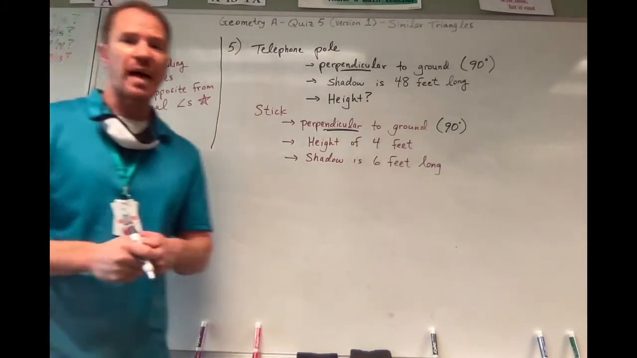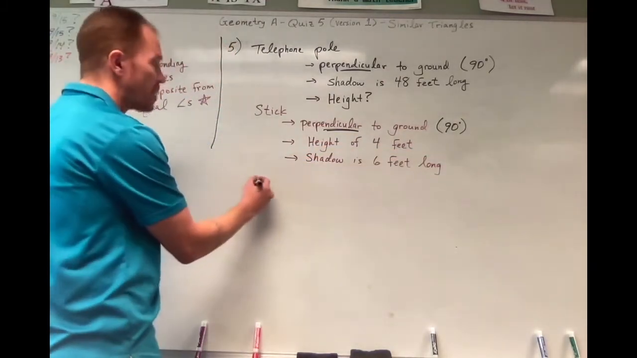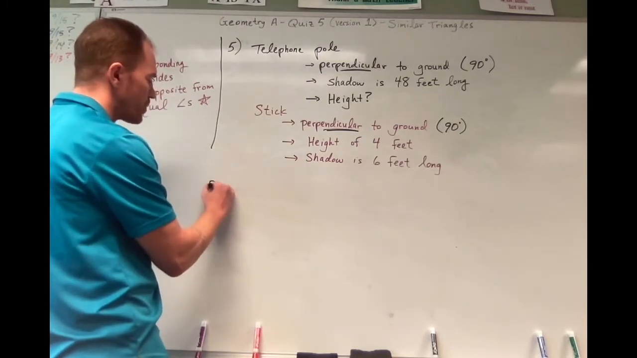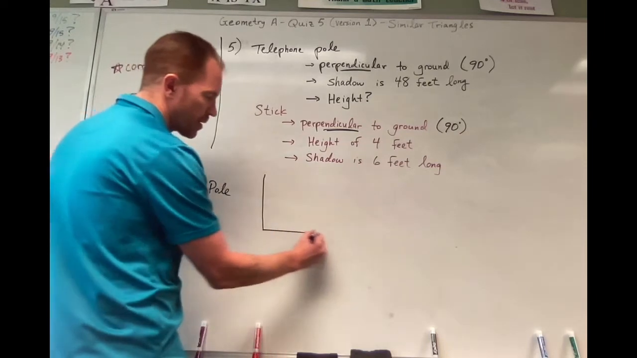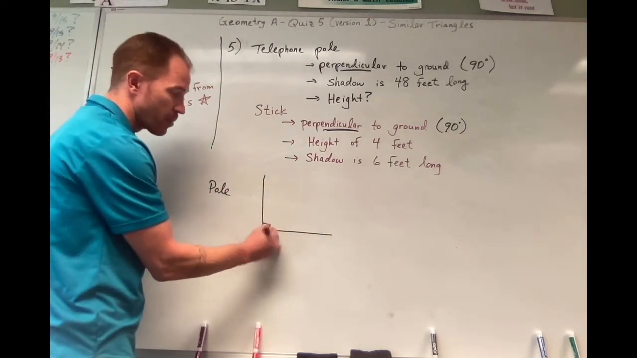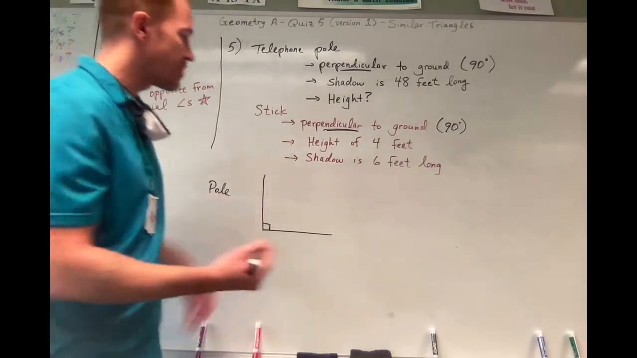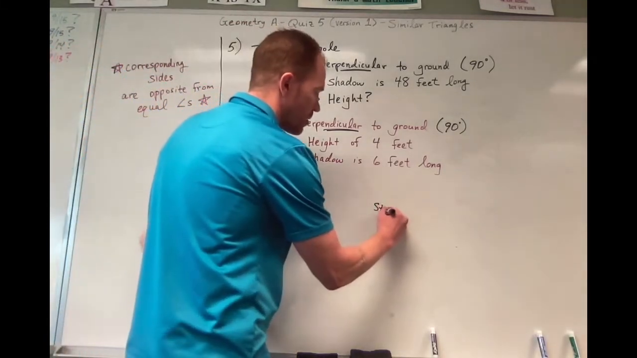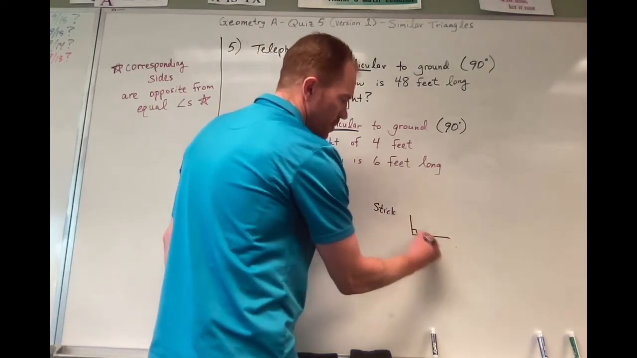So the ground, I would probably in my picture draw flat and horizontal. So maybe this will be the telephone pole over here, going up, and then the ground being flat, and then they're perpendicular, they make a right angle. Okay. And then I can talk about the stick as well. So for the stick, perpendicular to the ground, right angle.